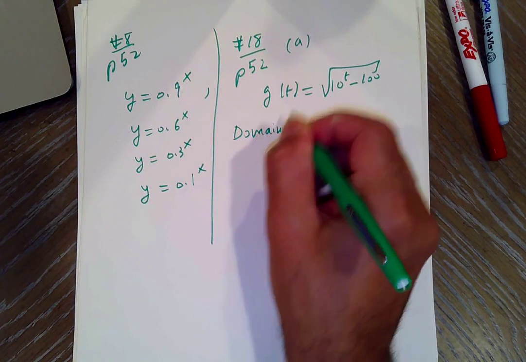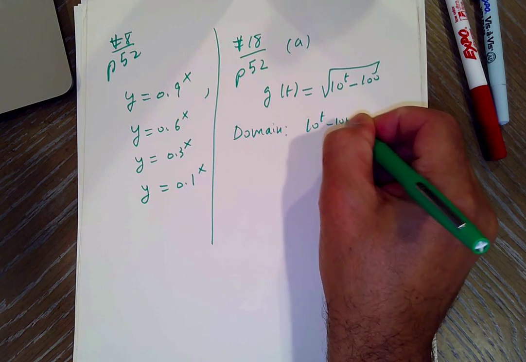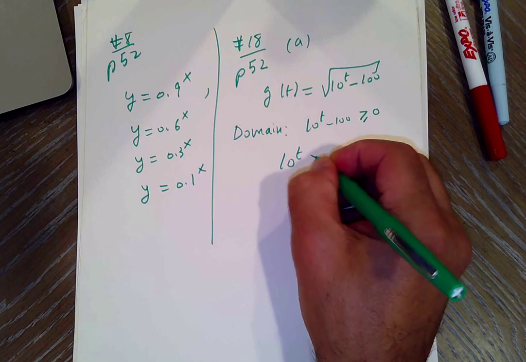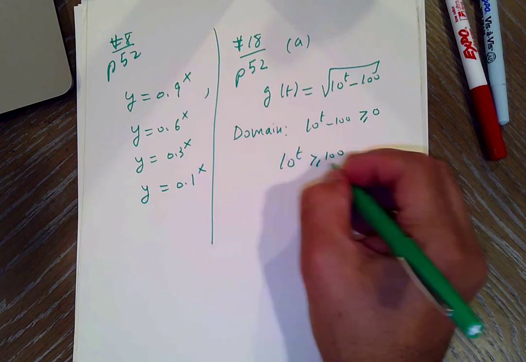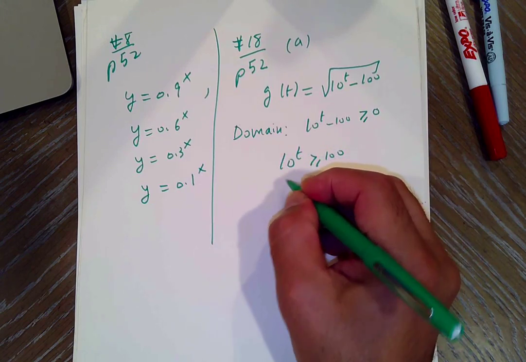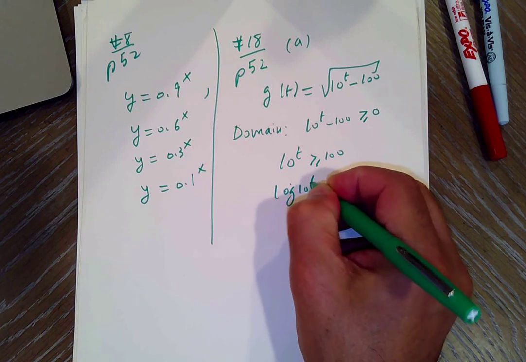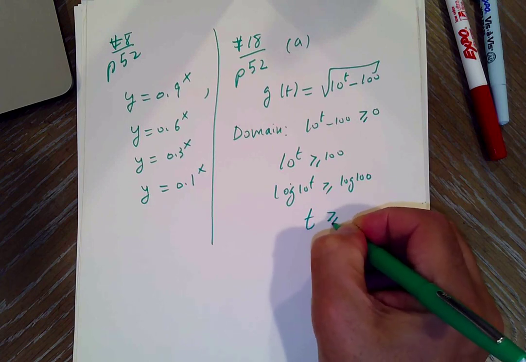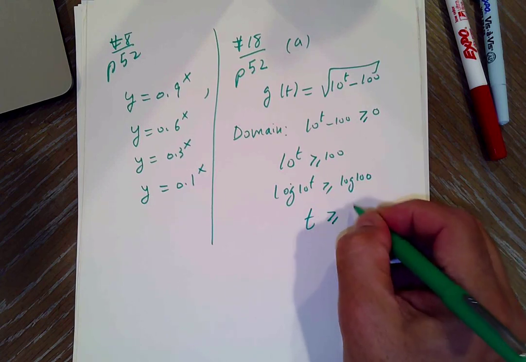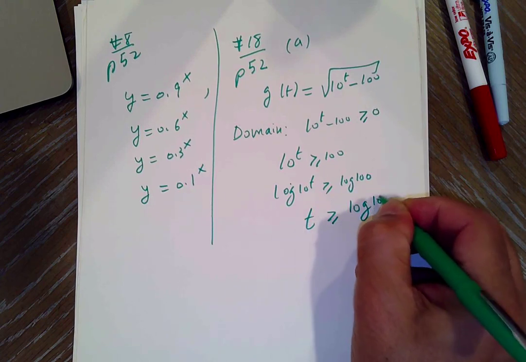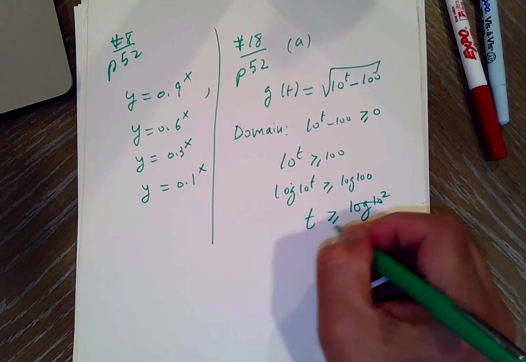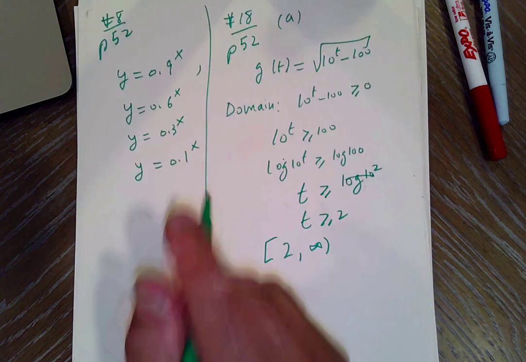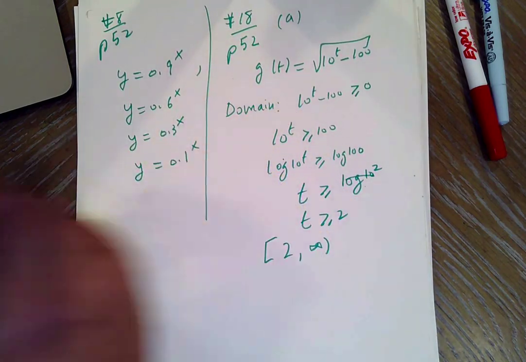Since it's a square root, 10 to the t minus 100 has to be greater or equal to 0. So 10 to the t has to be greater or equal to 100. We can do log: 10 to the t is greater or equal to log 100. So t is greater or equal to 2, because that's log 10 squared, which is 2. So the domain is 2 to infinity for g of t for part A.